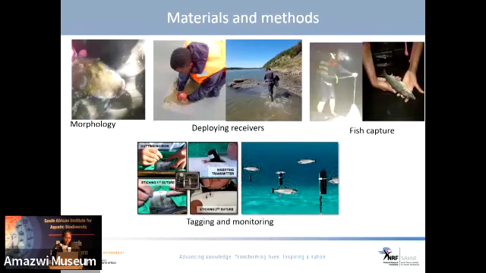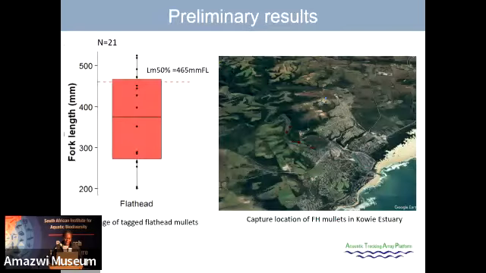And then we morphologically identified the flatheads. Unlike the other species, which are too similar, flatheads are very distinct in their adipose eyelid and their flat head. We identify them morphologically and put receivers in the system. I'll skip more on the methods because I think telemetry has been explained a few times, due to time. So we took 21 flatheads, and that's their size range and where we took them in the estuary.